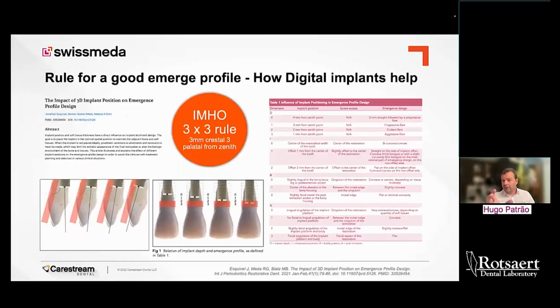So following a study that shows that all implants should be placed around 3x3, meaning 3 millimeters subcrestal and 3 millimeters from the labial or buccal plate, to be able to get a nice and controlled emergence profile.